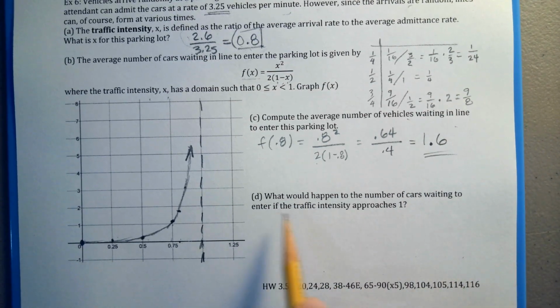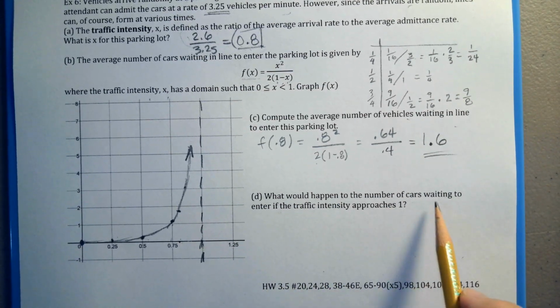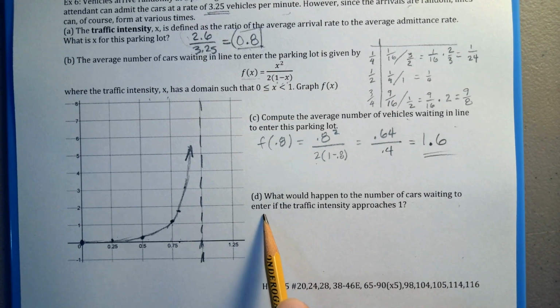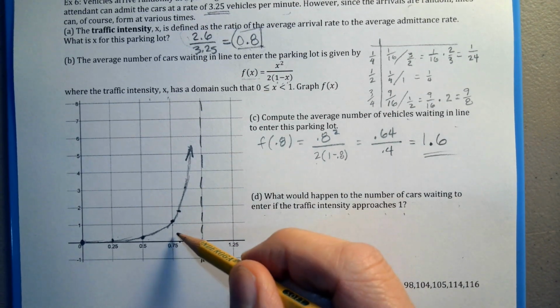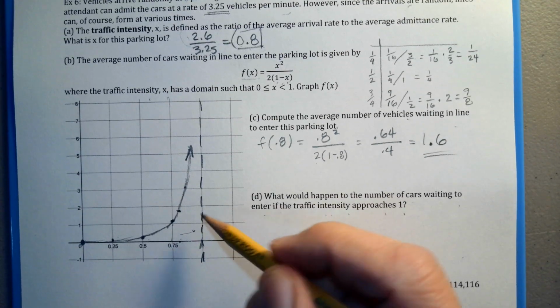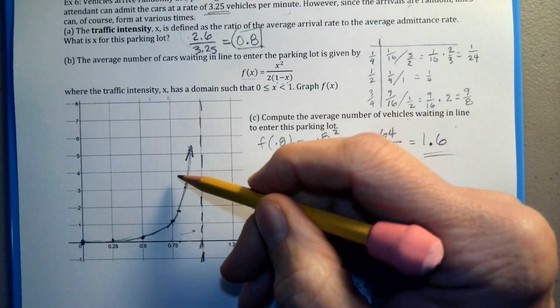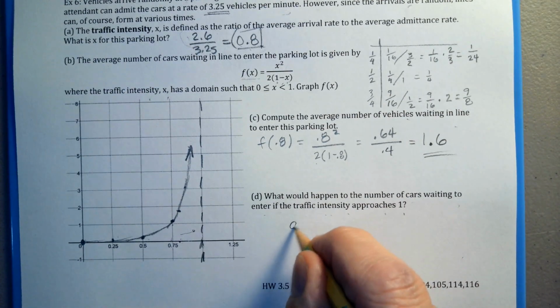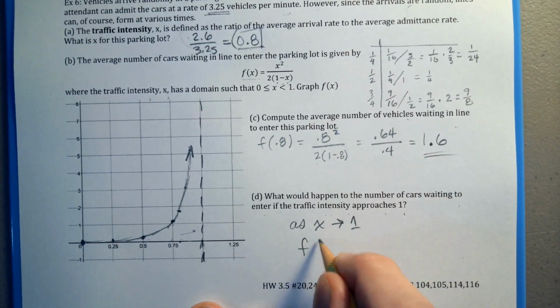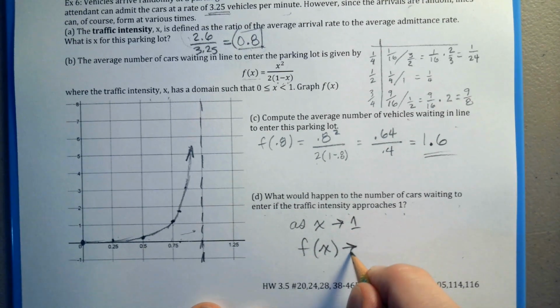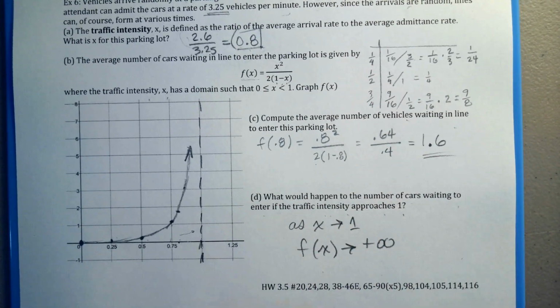And then D is, what would happen to the number of cars waiting to enter if the traffic intensity approached 1? So as the traffic intensity gets closer and closer to 1, you can see clearly as x approaches 1, f of x would approach positive infinity.